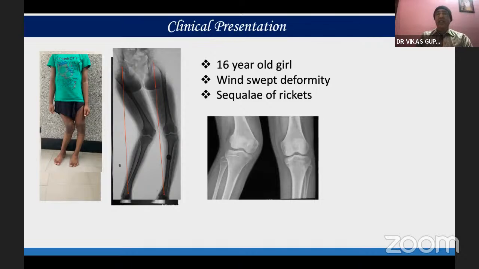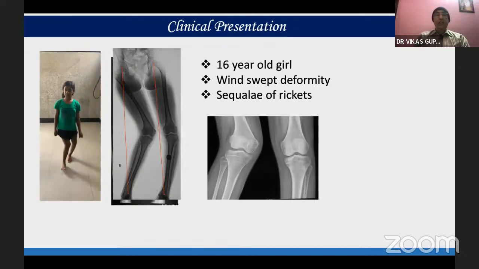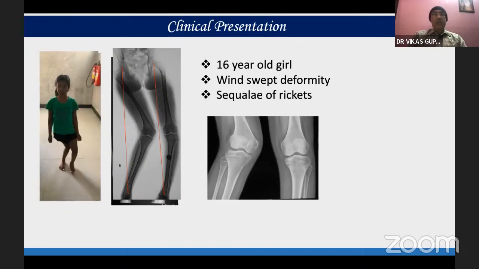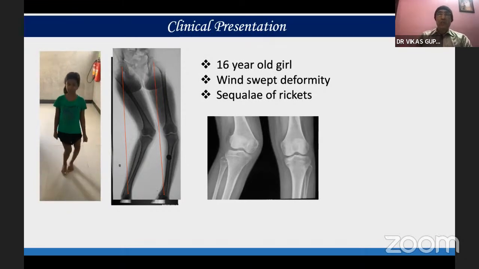So presenting this 16-year-old girl, a case of windswept deformity, you could see the valgus on one side and a varus on the other side, a sequel of rickets. So she had a very awkward gait. This was my first Defix case. It was a donation by Ripitkar, so we used it for her free. So this was her gait.